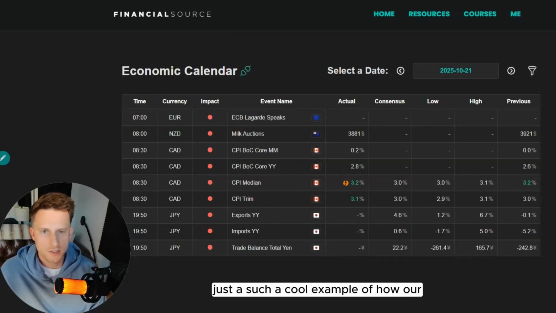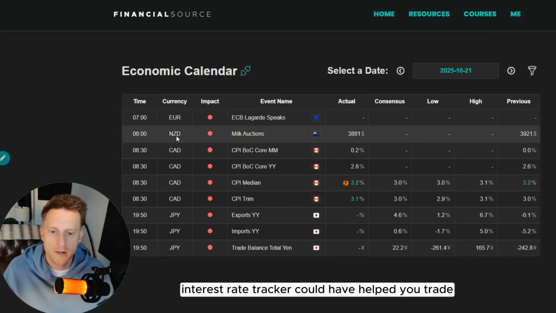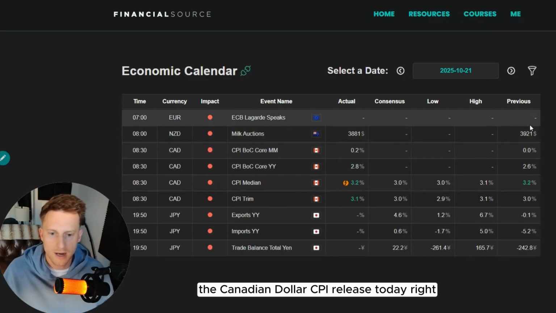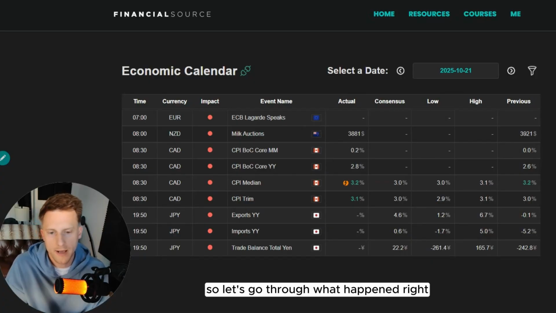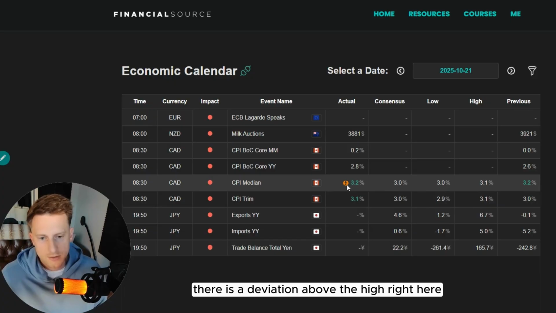Share with you such a cool example of how our interest rate tracker could have helped you trade the Canadian dollar CPI release today, right? So let's go through what happened. The numbers come out, and here you can see there is a deviation above the high right here.